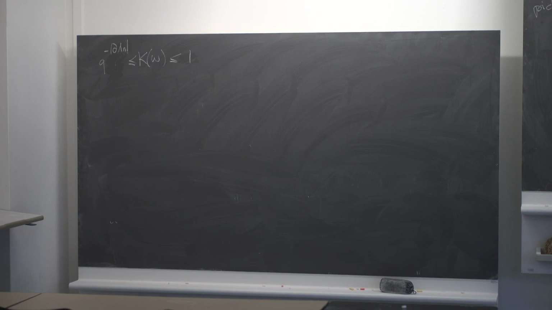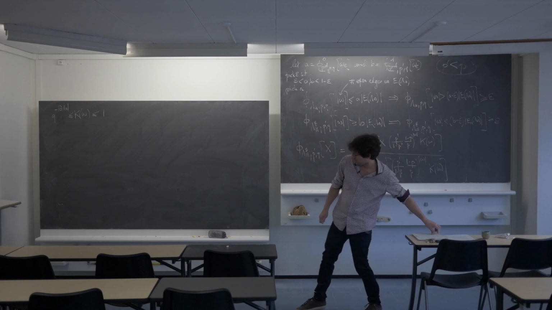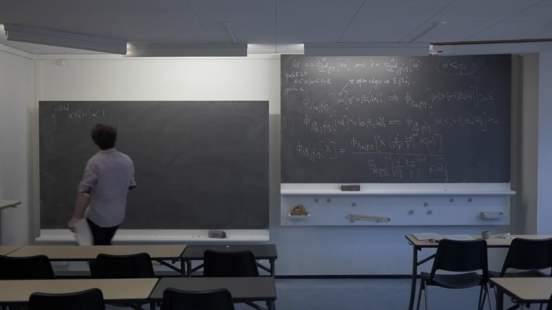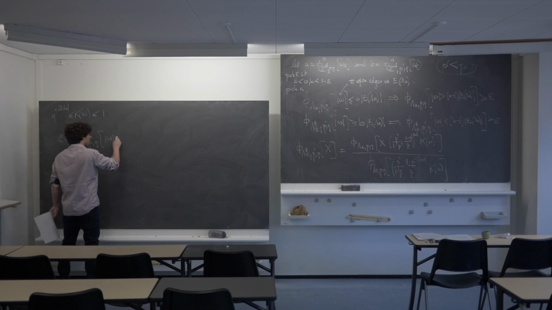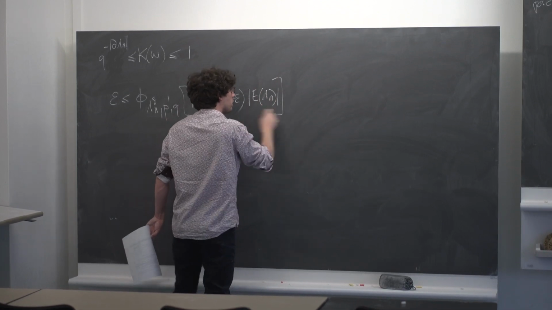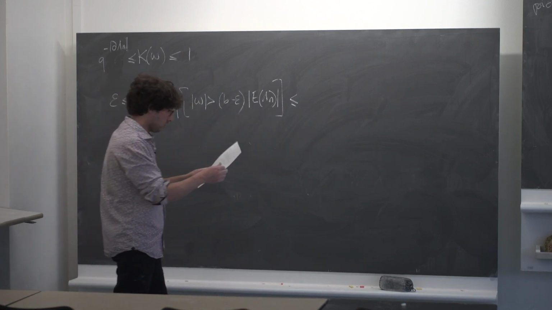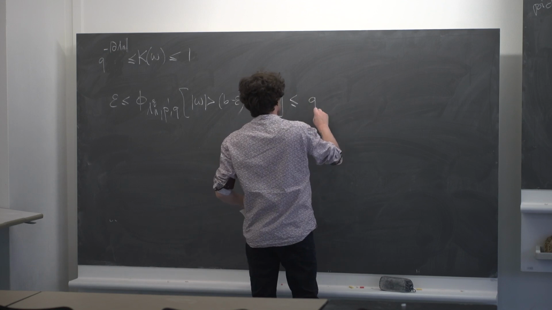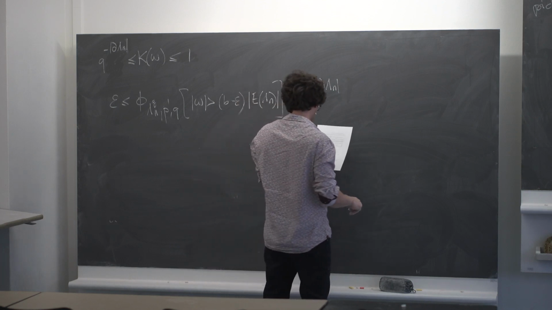So overall, now if I look at all of this together, I end up with the fact that epsilon, let me take that to be certain not to make a mistake, that epsilon, which was smaller or equal to phi lambda n ghost p prime q of omega larger than b minus epsilon e of lambda n. Well, this is smaller or equal here by using the bounds on q and on lambda. It's smaller or equal to q to the size of the boundary times phi.